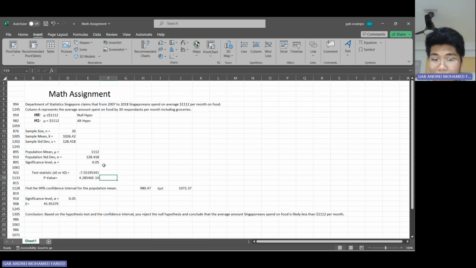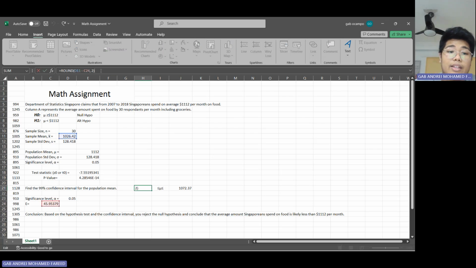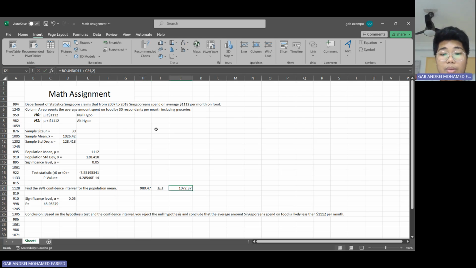To further prove that it's false, I can take the confidence interval for the population mean. As you can see here, it should lie between 980.47 to 1,072.37. Very simple. I just take the D11, which is my sample mean, minus my E, which is my error margin. I do the same to the right side, but this time I add.